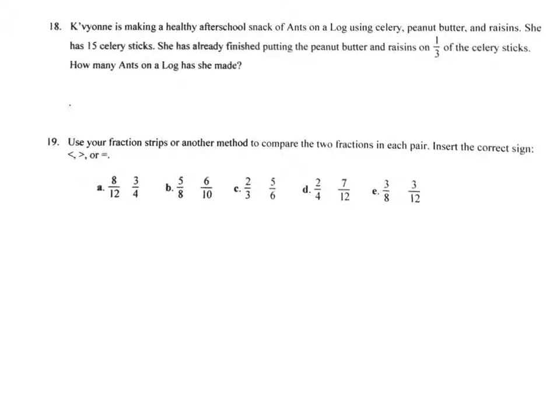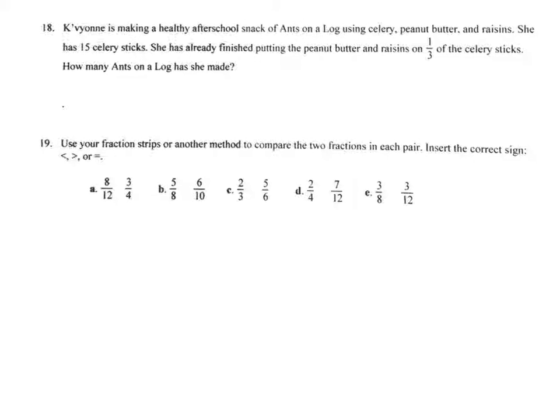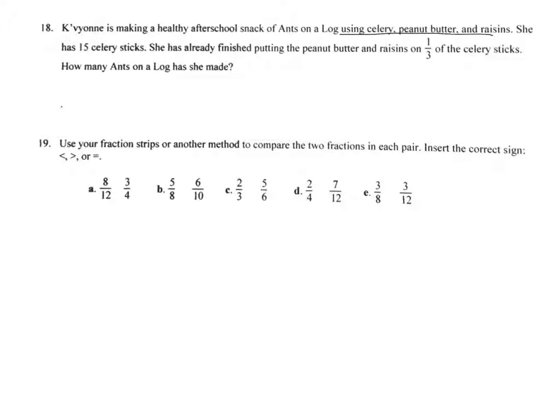So 18 and 19 are the last two for this video, so let's get these done. Kavayan, I'm not sure how to say it, is making a healthy after-school snack of ants on a log using celery, peanut butter, and raisins. She has 15 celery sticks, and she has already finished putting the peanut butter and raisins on 1/3 of the celery sticks. How many ants on a log has she made?